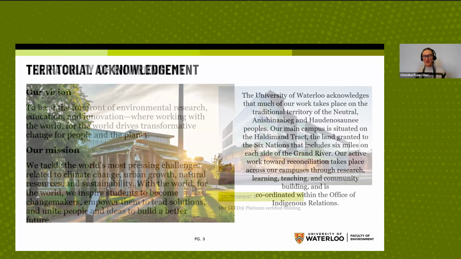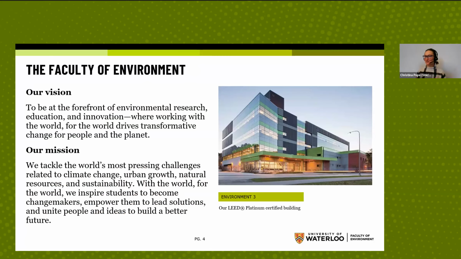And to place a little bit of context for the climate risk management program, it's situated in the Department of Geography and Environmental Management, which is within the Faculty of Environment. The Faculty of Environment is the largest Faculty of Environment in Canada, and our vision is to be at the forefront of environmental research, education, and innovation, where working with the world for the world drives transformative change for people and the planet. And just one example of how we do this is our LEED Platinum certified building, Environment 3, which is one of the buildings that the Faculty of Environment, faculty, staff, and students work in. And it was the first LEED Platinum building on an Ontario campus.